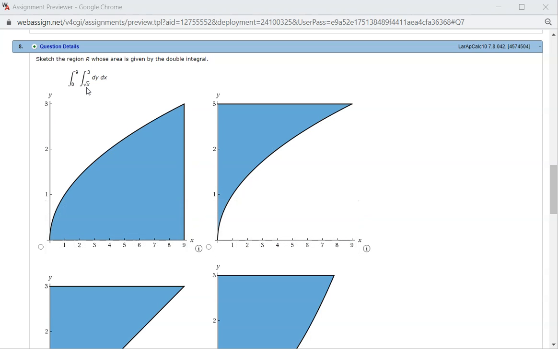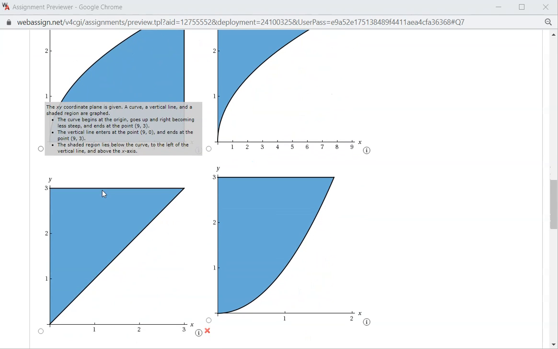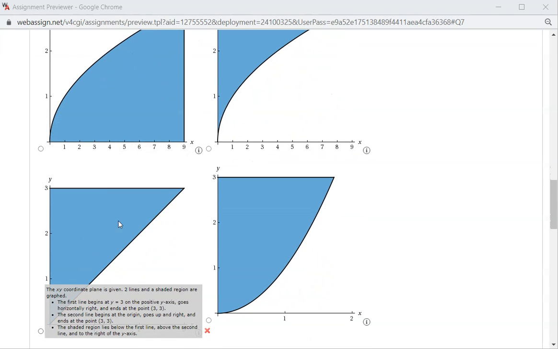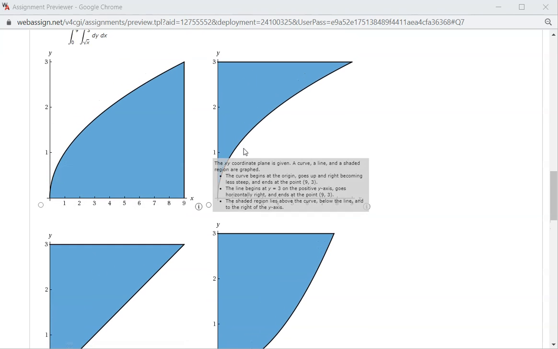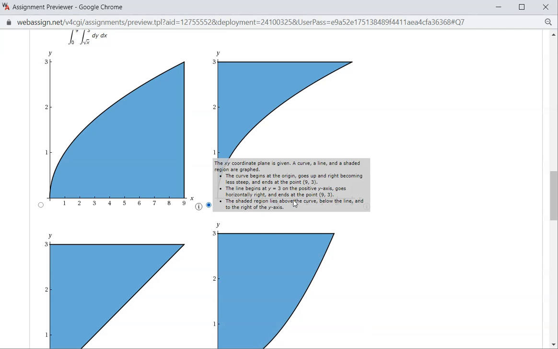It's going to go up to y equals 3, which is a horizontal line. So you can see that this is not going to be it. And here you don't have a square root of x, which should look like that. So this is not it. Here you have a square root of x and 3, so this is going to be the right picture. This is not the right picture because this curve looks more like x squared. So this is going to be the answer.